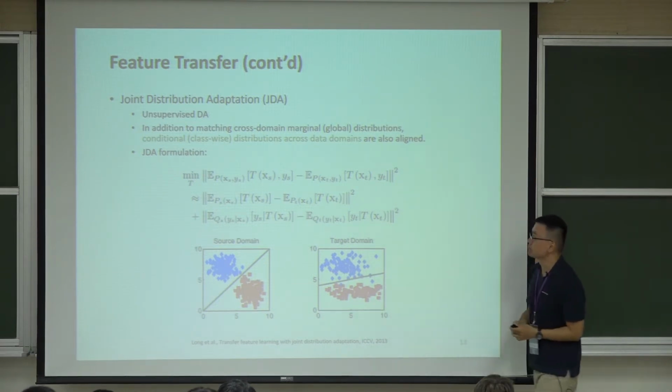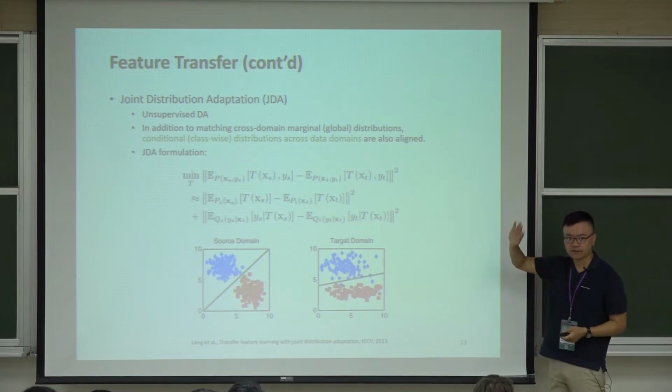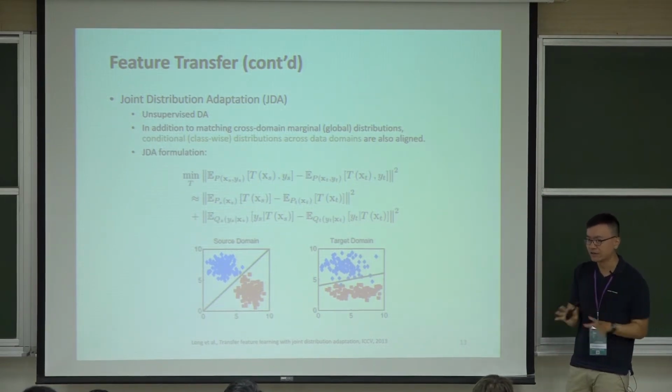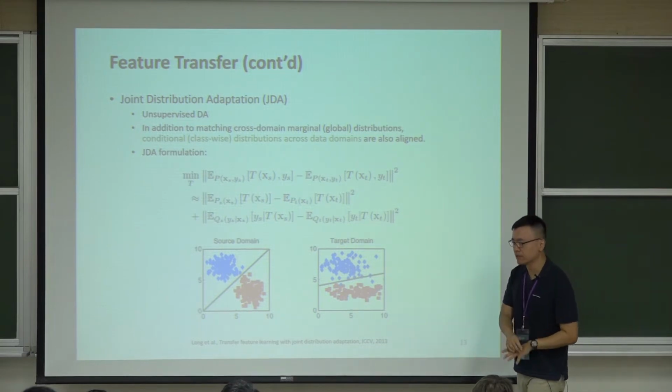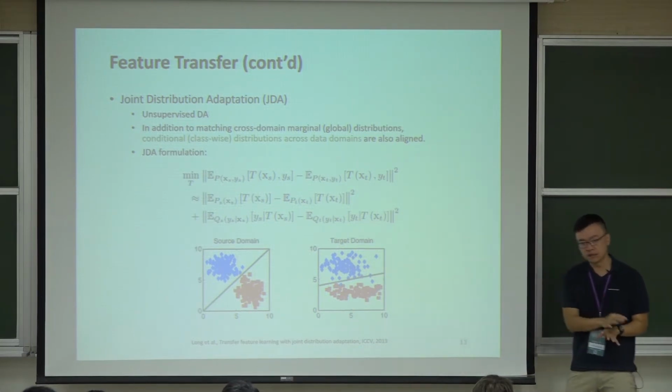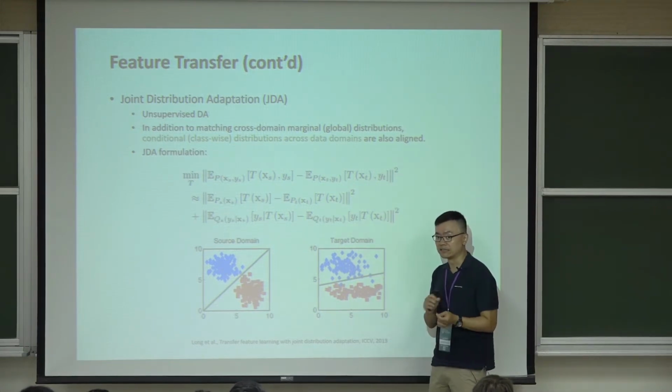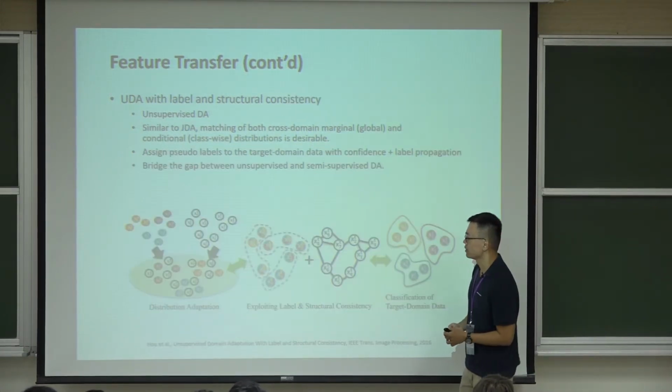Okay, yeah, so that is JDA. Again, if you forget the name, that is totally fine. Just get the idea of this picture: making the global means close to each other, making the class-wise means close to each other. That is the idea to get rid of this domain shift.